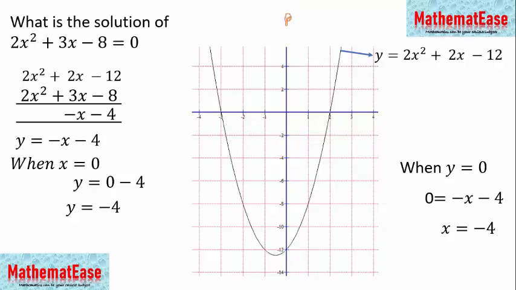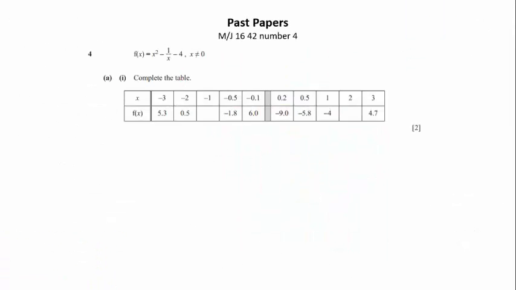So I'll go to my y-axis where y is equal to minus 4. I go to the x-axis where x is equal to minus 4. Then I use a straight line to join the two together. So where it meets the curve, that is where I will have my answer. This point and this point. So the answer will be approximately minus 2.9 or 1.3.